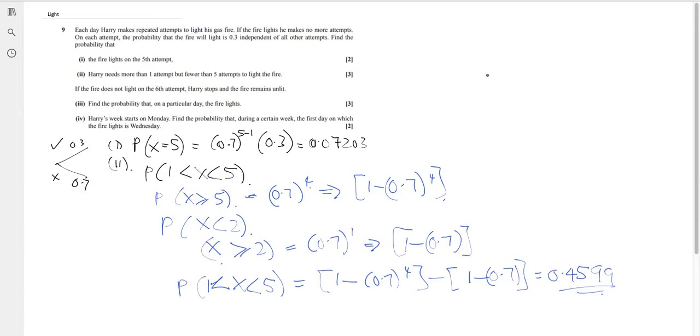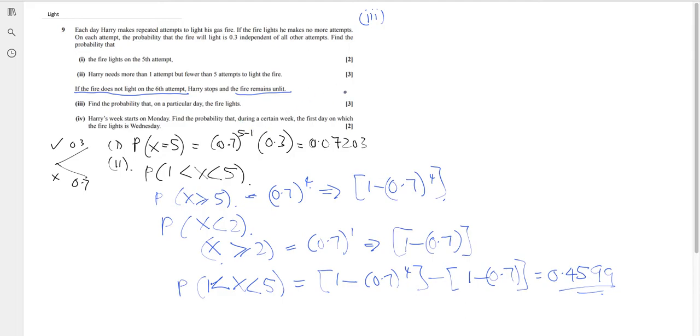Okay, next, question 3. Find the probability that on a particular day the fire starts. If the fire does not light on the sixth attempt, Harry stops and the fire remains unlit. So the last chance that he is going to try is on the sixth attempt. By the time he reaches the sixth attempt, nothing has happened. If he couldn't light it, that's it, he's going to leave the fire, so it remains unlit. So how do I do this?